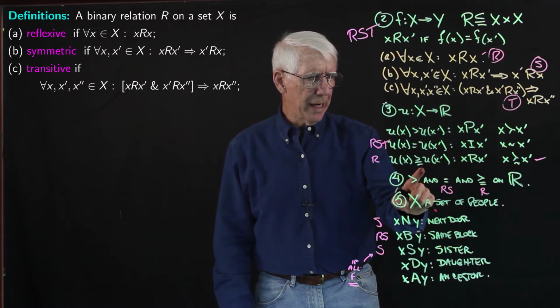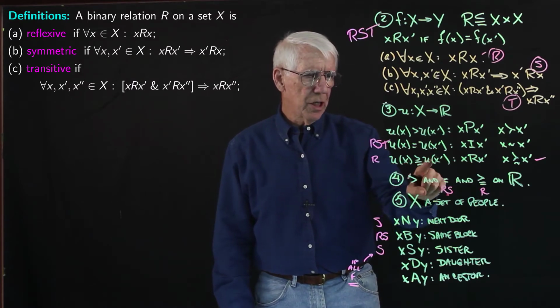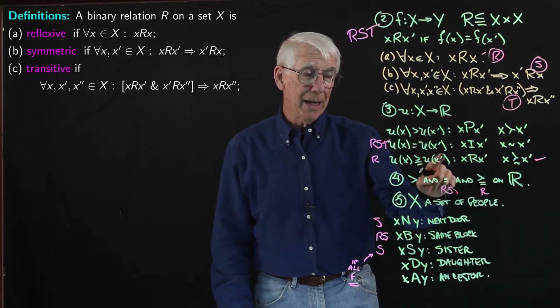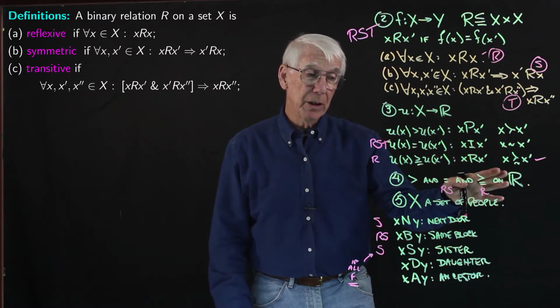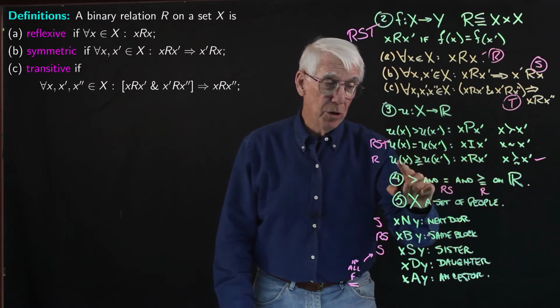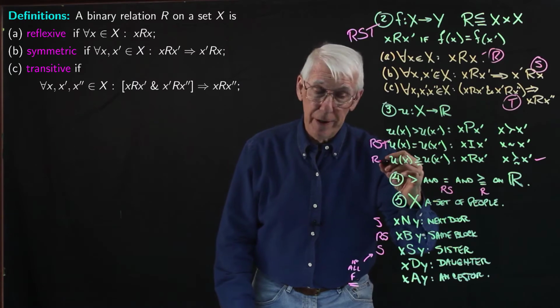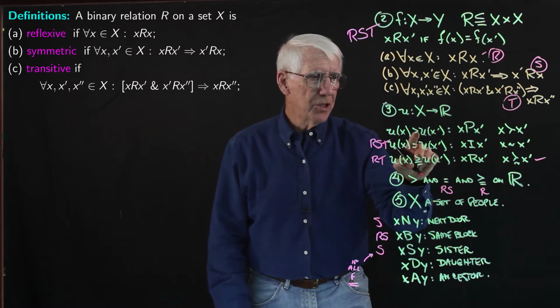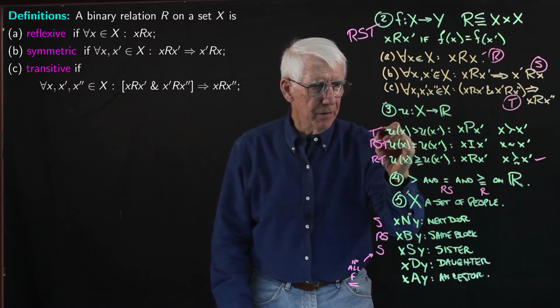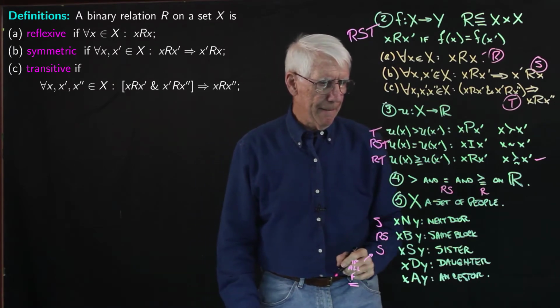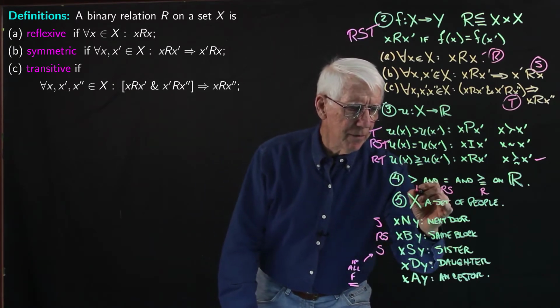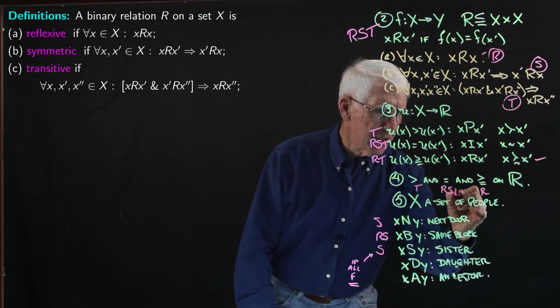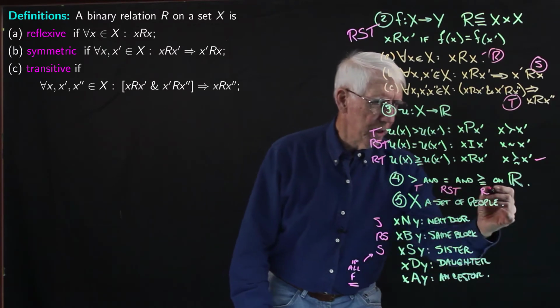This is clearly transitive. If u of x is greater than or equal to u of x prime, and u of x prime is greater than or equal to u of x double prime, then u of x is greater than or equal to u of x double prime. So this is transitive. Similarly, this is transitive, and this is transitive. This is transitive. This one is transitive.